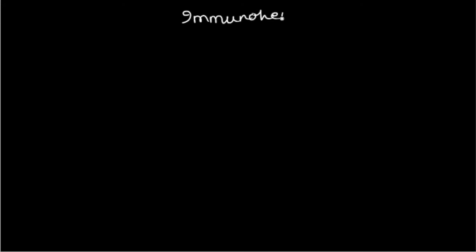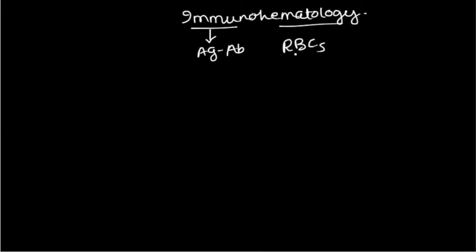Today's topic is immunohematology. Immunohematology is basically the branch of science which deals with two components, the immune system and hematology. The immune system is associated with the reaction between the antigen and antibody, and hematology is the science, or the study, of RBCs. In this section we are going to see how these immunology and RBC-related components are correlated with each other.